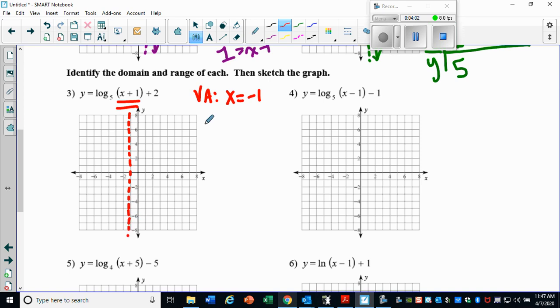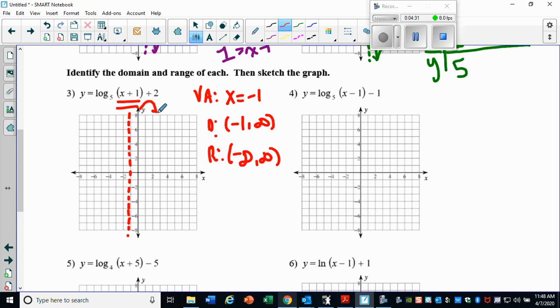Okay, now your domain and range. Remember, your range is always going to be -infinity to infinity, so I don't really ever have to work for that. However, my domain is either going to be on the right or on the left. A hint here is if this x is positive, it's always going to be on the right hand side. If this x right here is negative, it's going to be on the left. Well, since it's positive, it's going to be on the right hand side. So that tells us that our domain is going to be -1 to infinity.